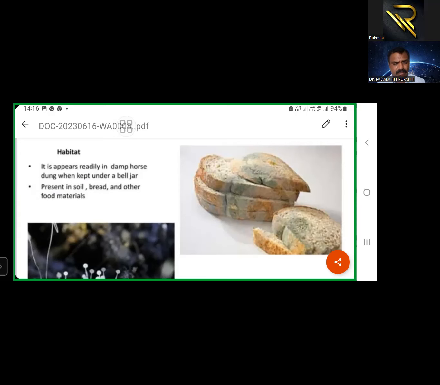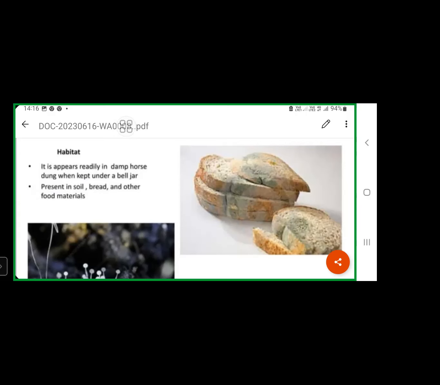Mostly these Mucor members are growing as saprophytes. They are growing in a variety of habitats. What kind of habitats? They'll grow on damp soils, on food materials, and on substrata which are in close contact with the soils. They are also growing on some organic materials, for example, jams, jellies, overripe fruits, syrups, and bread. Mostly these members are growing on organic materials.